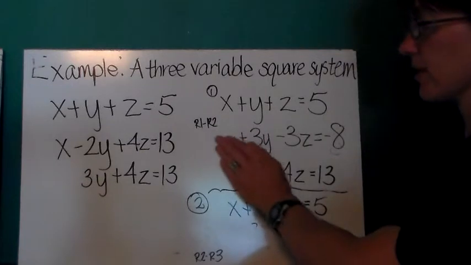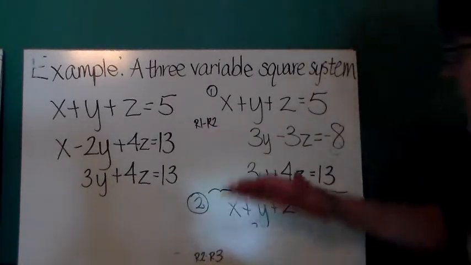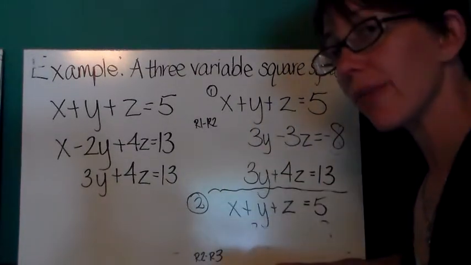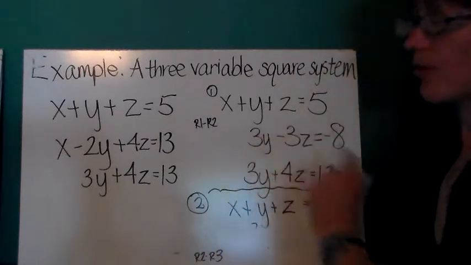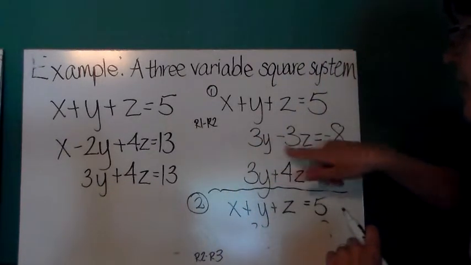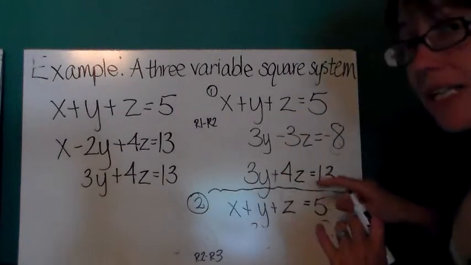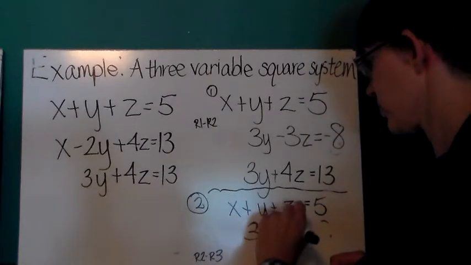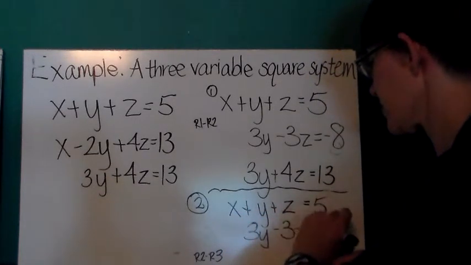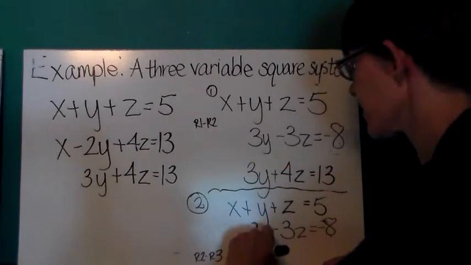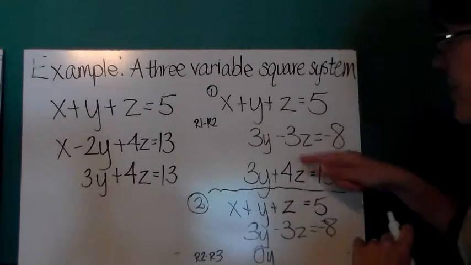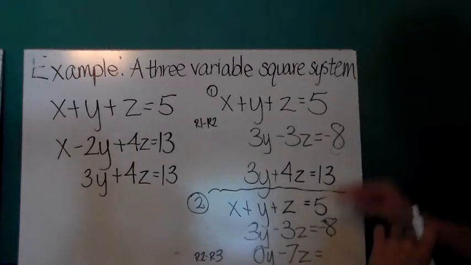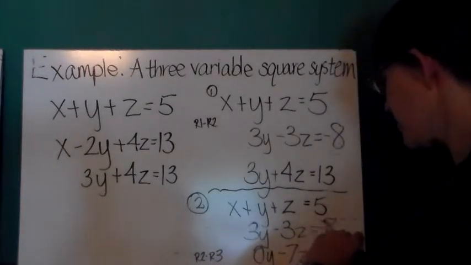I don't need to write that 0x, so I'll erase it, and you'll see, hey, look at this. I have 2 equations in y and z. I can solve that. I've done that before. So I'm turning that harder problem into an easier problem. What I'm going to do now is take the 2nd row and subtract the 3rd row from it. I'll keep my 2nd equation the same. And 3y minus 3y is 0y. Negative 3z minus 4z is negative 7z. And negative 8 minus 13 is negative 21.